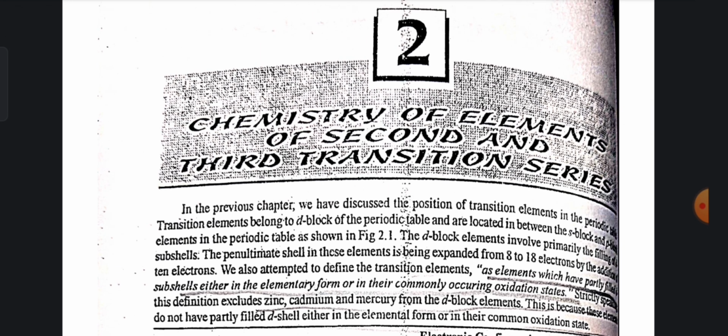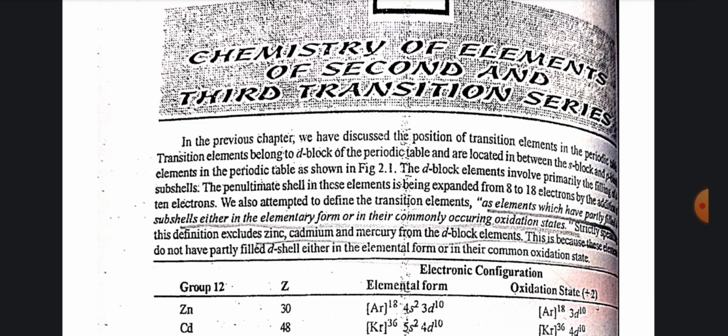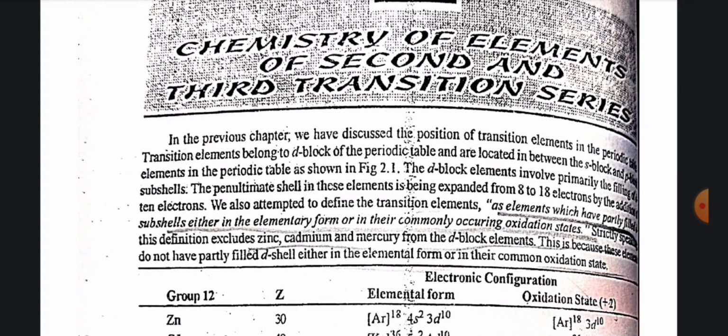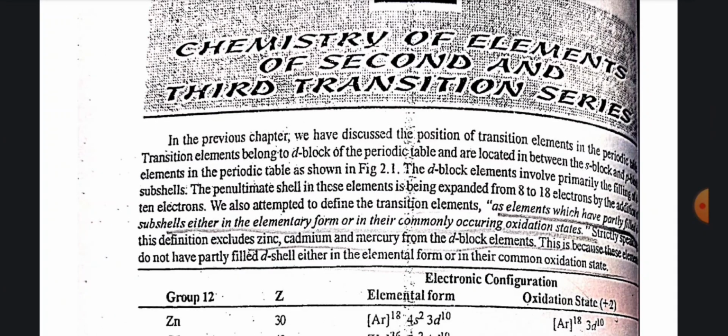This video is specially for visually impaired students from inorganic chemistry, and the chapter name is Chemistry of Elements of second and third transition series. Let's start. In the previous chapter, we have discussed the position of transition elements in the periodic table.